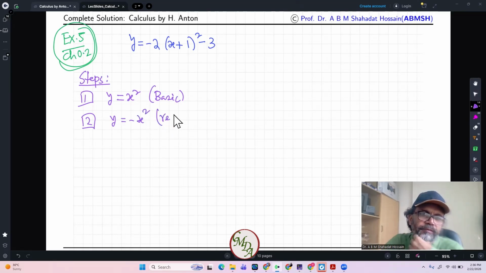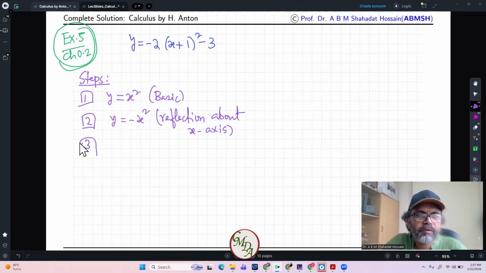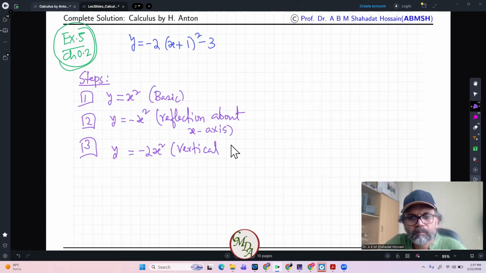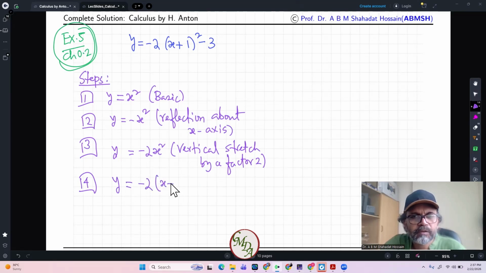which is a reflection about the x-axis, because all these y values become negative here. Number 3, we then get y equals minus 2x squared, which is a vertical stretch by a factor of 2. And then number 4, we draw minus 2 times (x plus 1) whole squared.